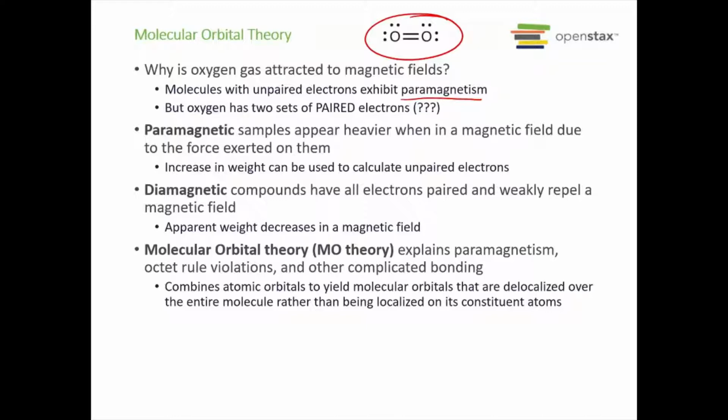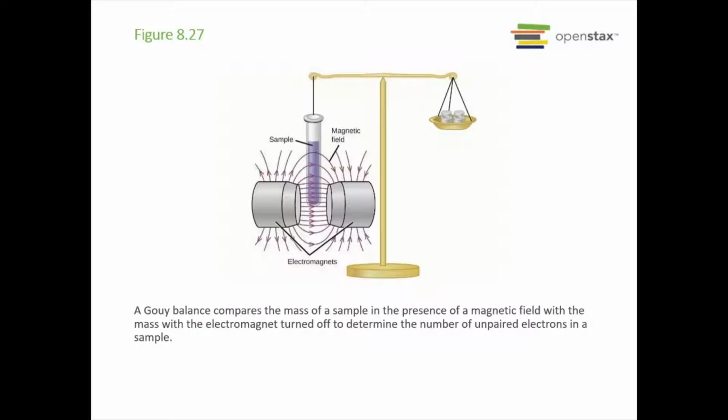So this is where molecular orbital theory, or MO theory, comes into play. It explains paramagnetism, octet rule violations, and other complicated bonding schemes, many of which we're not getting into here. It's going to combine atomic orbitals to yield molecular orbitals that are delocalized over the entire molecule rather than localized on its constituent atoms. So now we're going to expand on what we did in the last section. All of this comes together with molecular orbital theory.